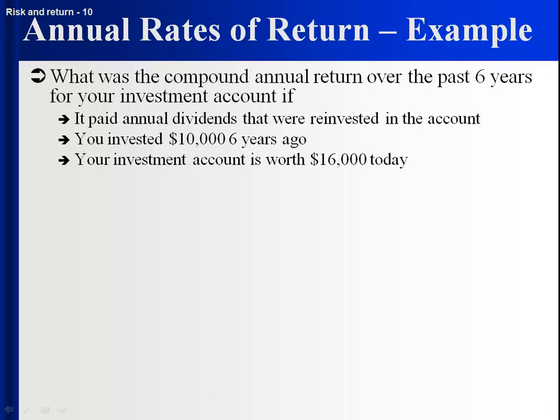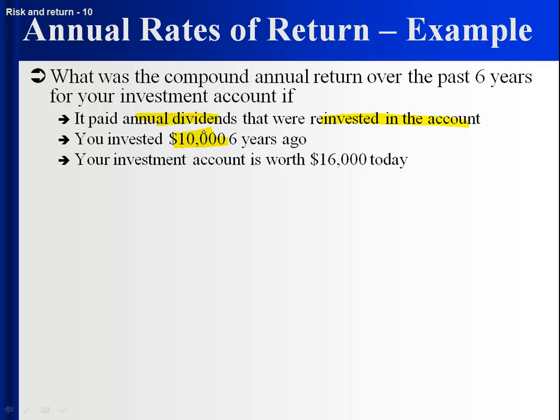So we want to know what the compound return was over the past 6 years. You had an account that paid annual dividends that were reinvested in the account. It's important that if you have the ending and starting values and you apply this, one of two conditions has to be met. Either any cash flows were reinvested or there were no interim cash flows. So in this case, the account paid dividends, but they were reinvested into the account, and so we can take this approach. If there were no dividends, this approach would be relevant as well.